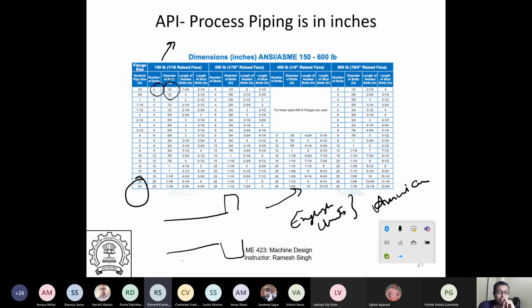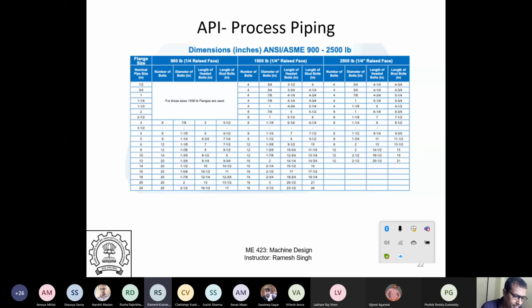The milk is still sold in gallons. The juice is still in fluid ounces, which nobody else in the world uses. 64 fluid ounces, that's the size of their juice carton. But then this is something which everybody uses for some reason. I don't know why, but still, all the process piping is in inches. You use English standard studs and bolts. Okay.